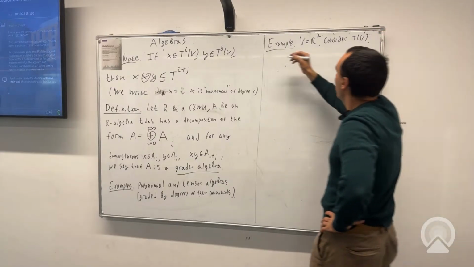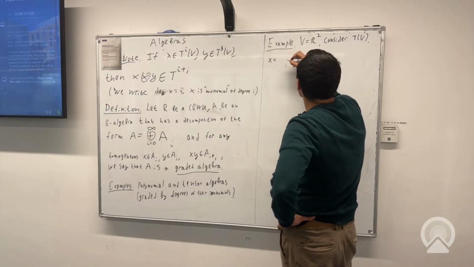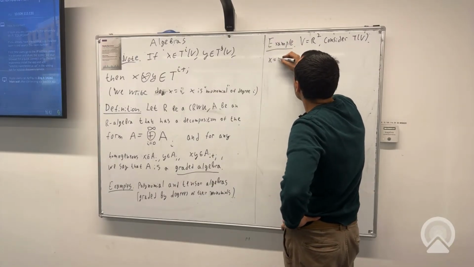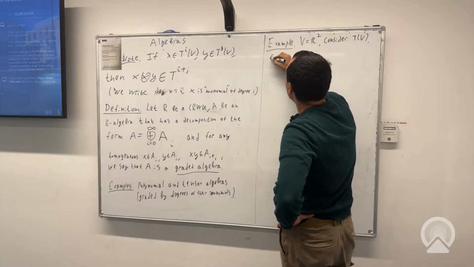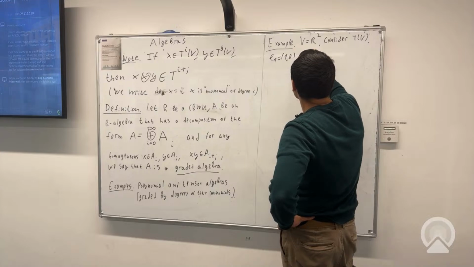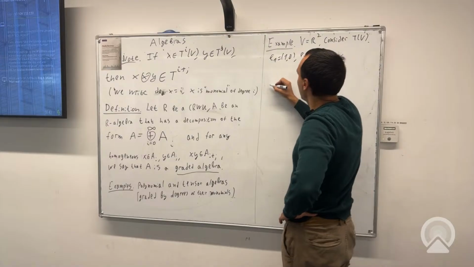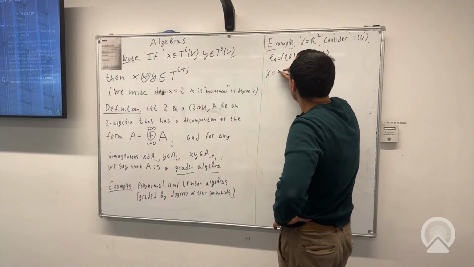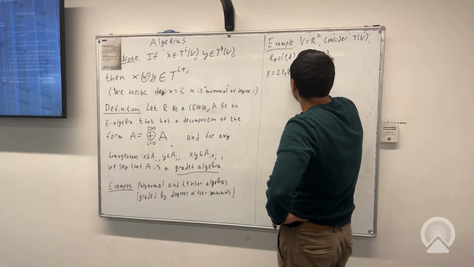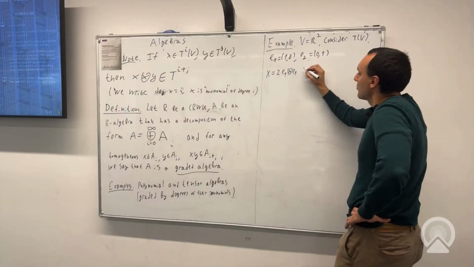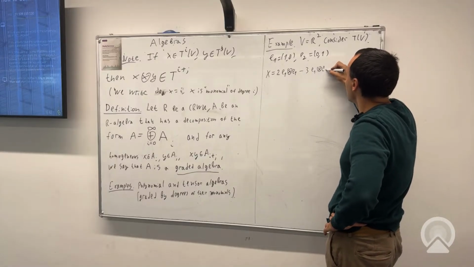Let's say E1 is (1, 0) and E2 is (0, 1) to fix the basis. It doesn't matter what the basis is. So X is 2 times E1 times E1 minus 3 times E1 times E2.